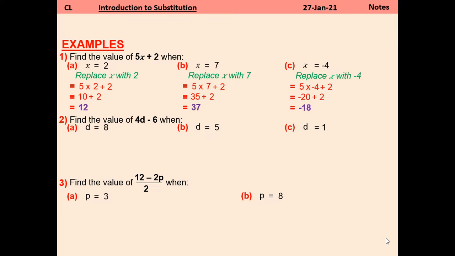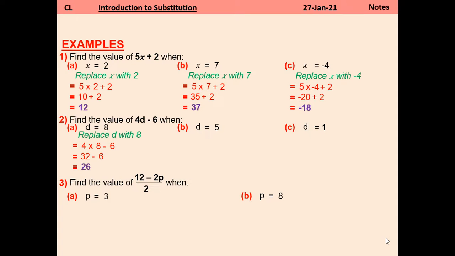Question 2. Find the value of 4d minus 6 when d is equal to 8. Replace the d with 8. That gives you 4 times 8 minus 6. What is 4 times 8 first? You should know your times tables. 32. Okay. And then subtract the 6 from it. That gives me what? 26.